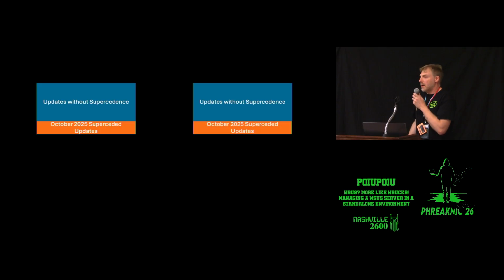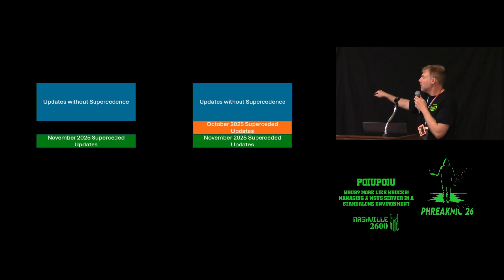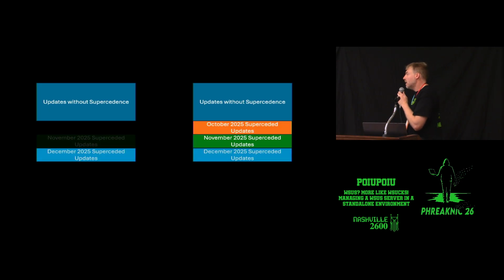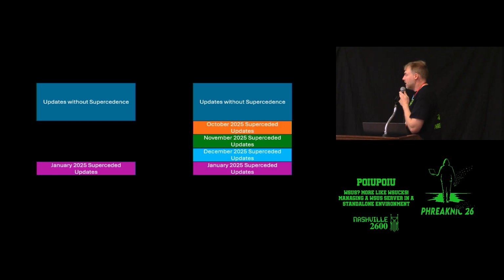What we don't want to happen is we say October 25 superseded updates, they're in here. They get copied over, cool. Update cycle, November. Okay, we deleted them off of this server, but if we just copy the entire directory over, we're going to have some extra files. One or two months, not a big deal. What about again? And again.